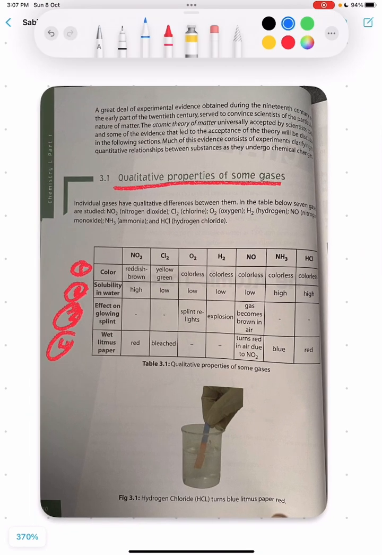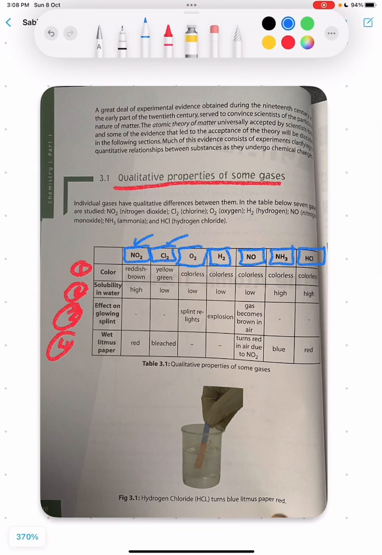Starting from the color, NO2, nitrogen dioxide, has a reddish brown color. For Cl2, it is yellow to green. For O2, as you know, it's colorless. Same thing goes for hydrogen, nitrogen monoxide, ammonia, and hydrochloric acid. All of them are colorless. So the only two colors that you should memorize are for NO2, which is reddish brown, and for Cl2, yellow green. All the other ones are colorless. In order to memorize, you have to find tricks.